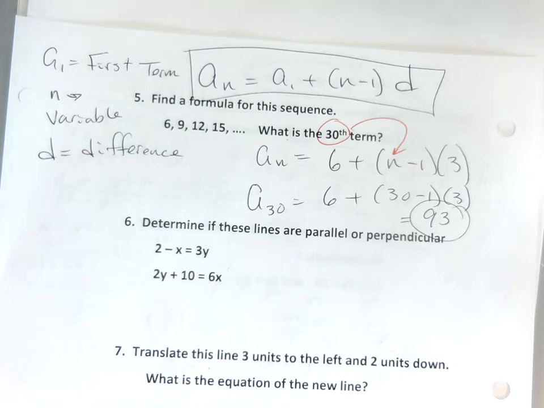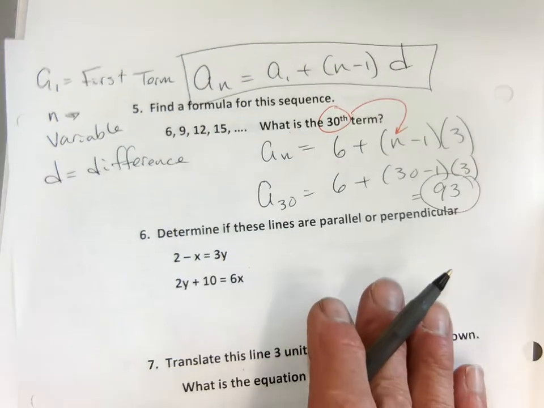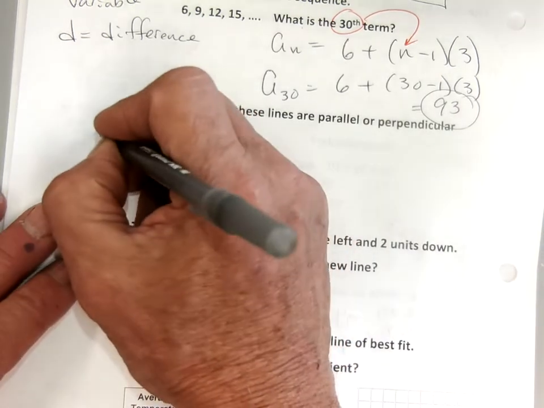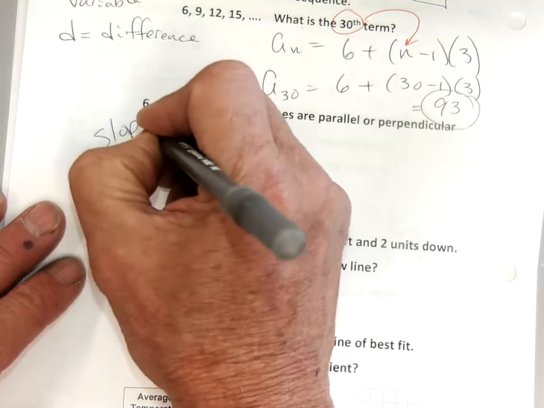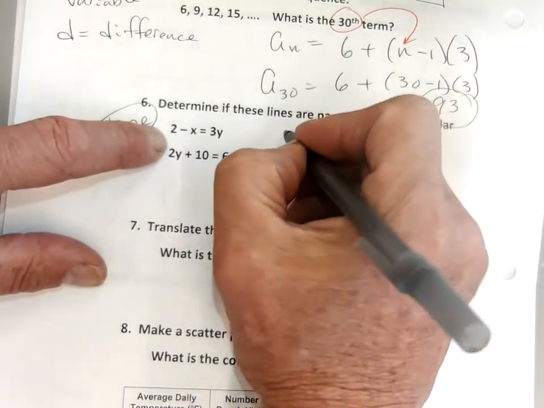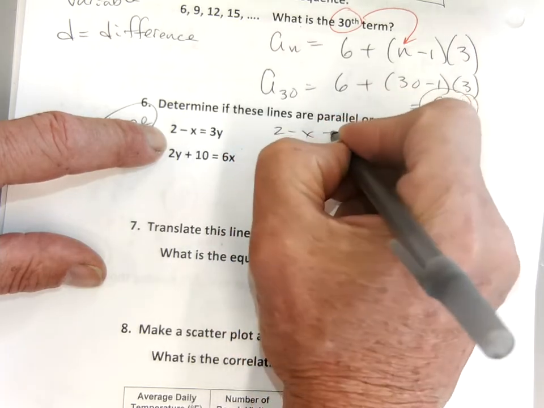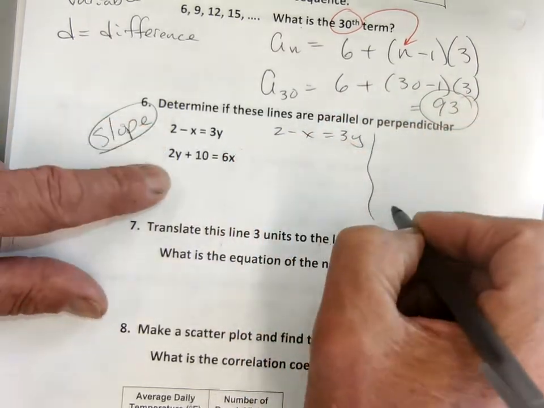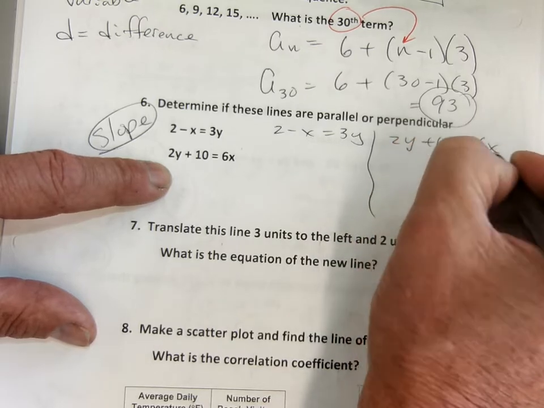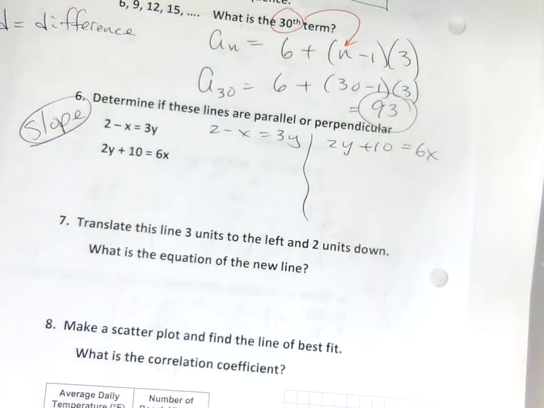Yeah. Okay, now, number 6. Are they parallel or perpendicular? What I need to know is the slope. I need room to work. So I'm going to write 2 minus x equals 3y, and next to it I'll write 2y plus 10 equals 6x. I'm going to write them side by side so I get a little bit of room to work, okay?